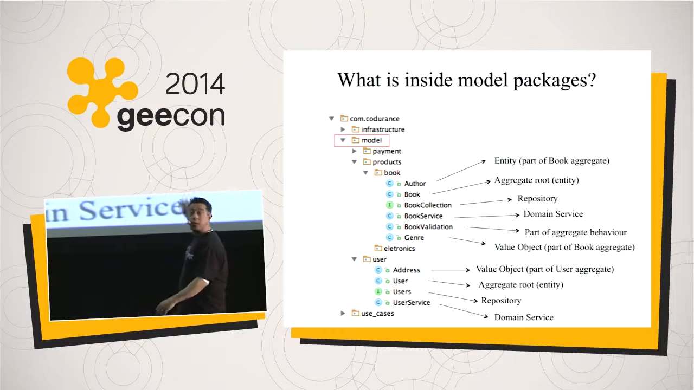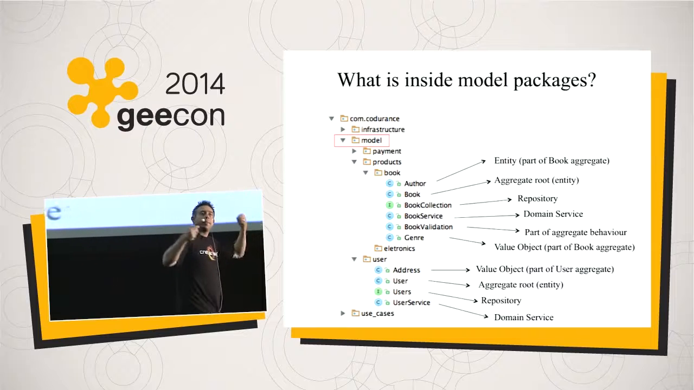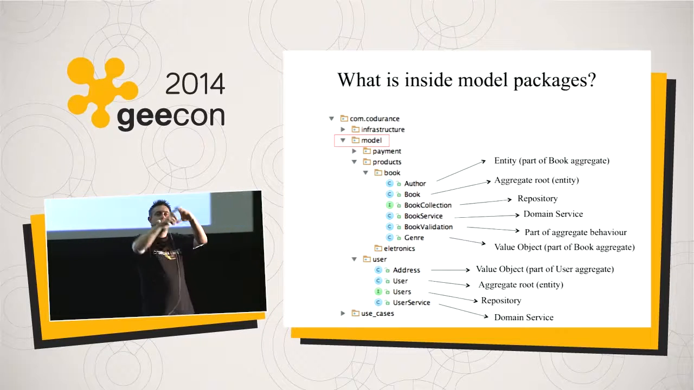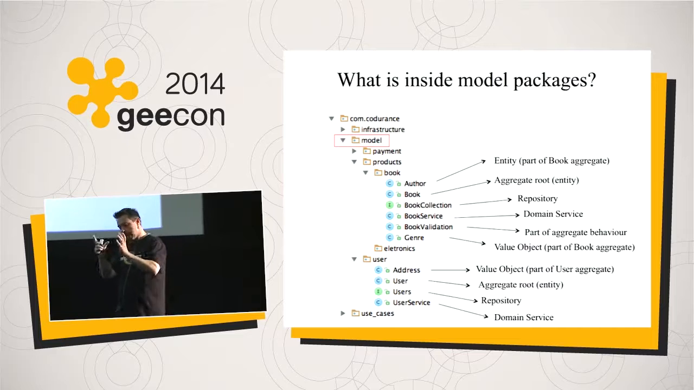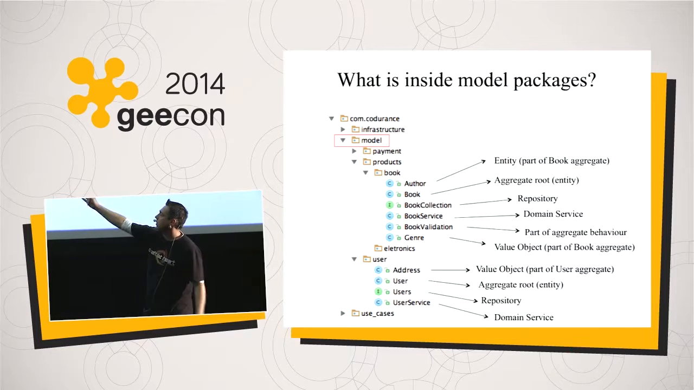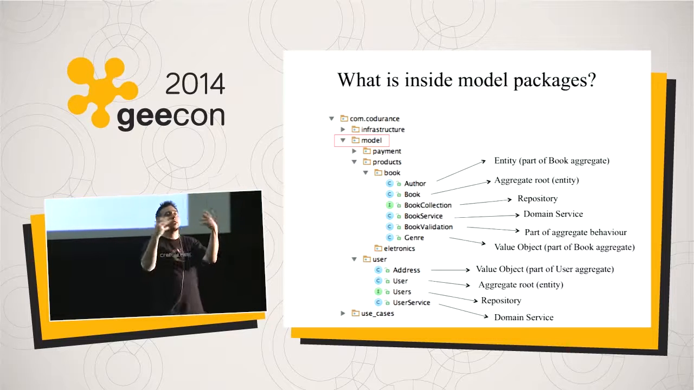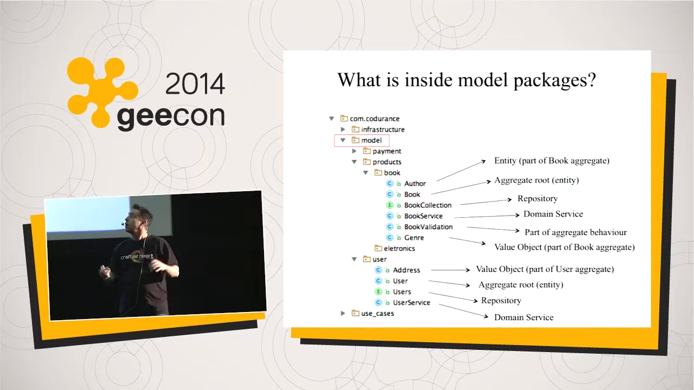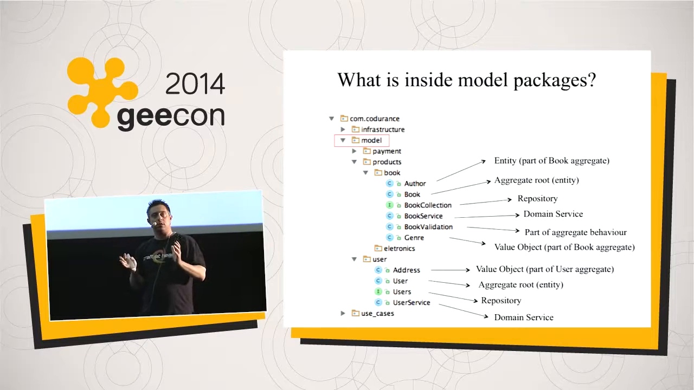Genre, that would be a value object in this case. I don't care about the identity, I just care what it is. So it's part of the book aggregate. And I have the same thing for the other ones as well. So I can have more classes that do more business stuff in that folder, but that domain concept contains everything that it needs.